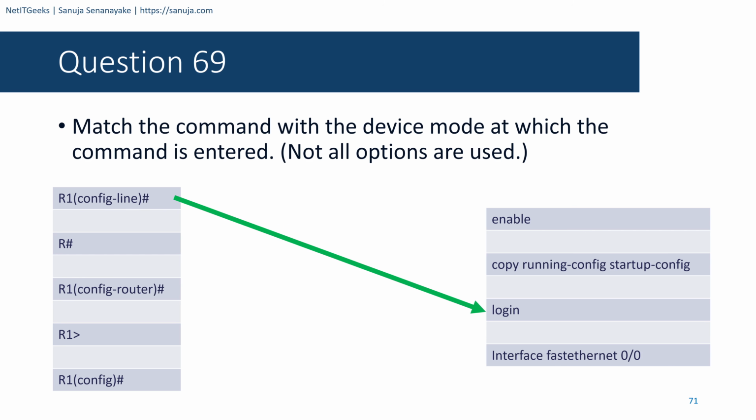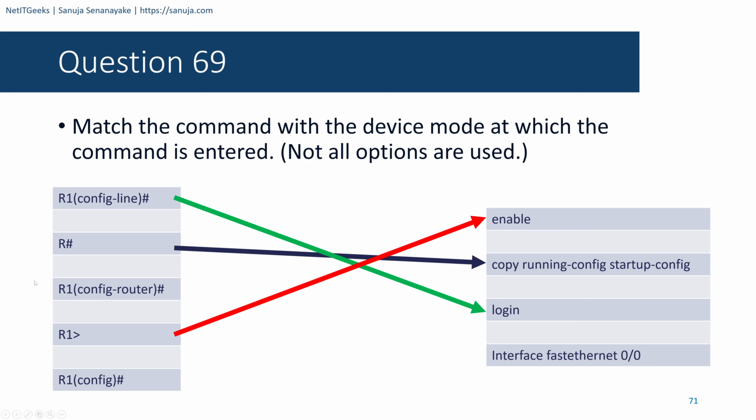The first one will go with the login. The second one will go with copy running-config startup-config. The third one, this type of thing will go in the enable mode. And lastly, we have this type, and that goes with interface FastEthernet 0/0. When you need to configure an Ethernet port, this is the command we use.